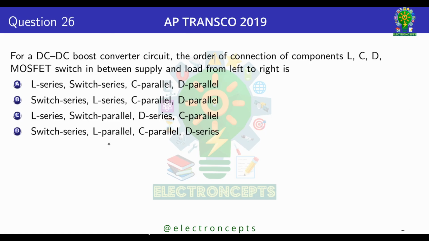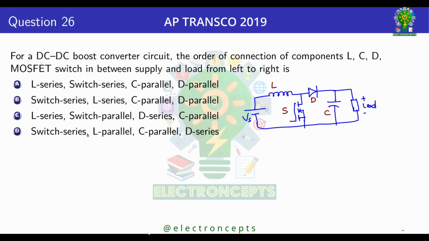For a DC to DC boost converter circuit, the order of connection of components L, C, T and MOSFET in between supply and load from left to right is. For this, let us quickly draw the DC to DC boost converter circuit. From the circuit of boost converter, we can say that option C is correct.